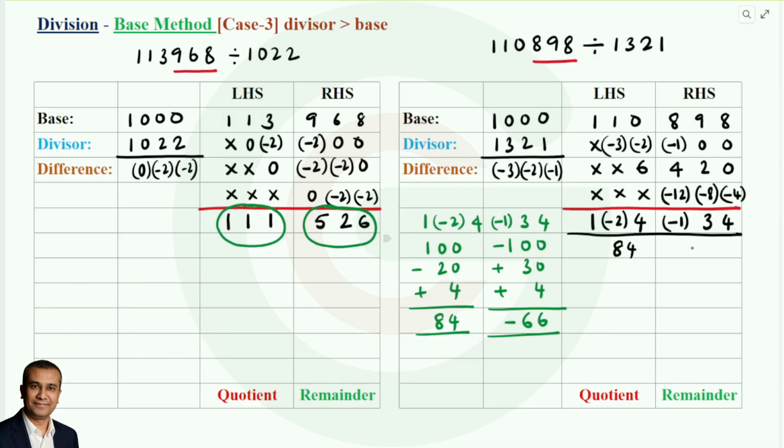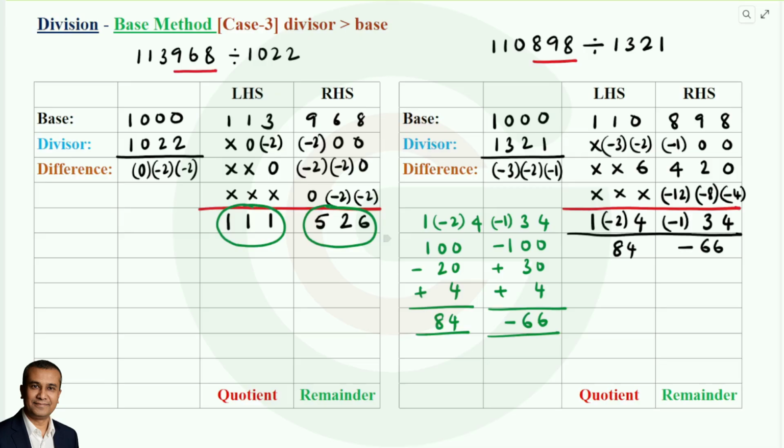So this is going to be minus 66 on the right hand side. Here we should remember that there should not be any negative numbers either on the left hand side or on the right hand side. So here, left hand side we got 84. On the right hand side we got minus 66.